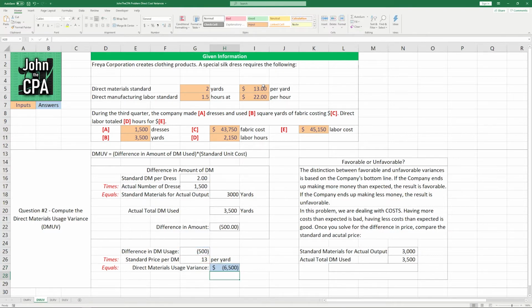And that will give us a total direct materials usage variance of 6,500. But remember, we're not done yet. We have to figure out if this is favorable or unfavorable. And I probably hinted at it, given you the explanation here. We used more materials than we should have.